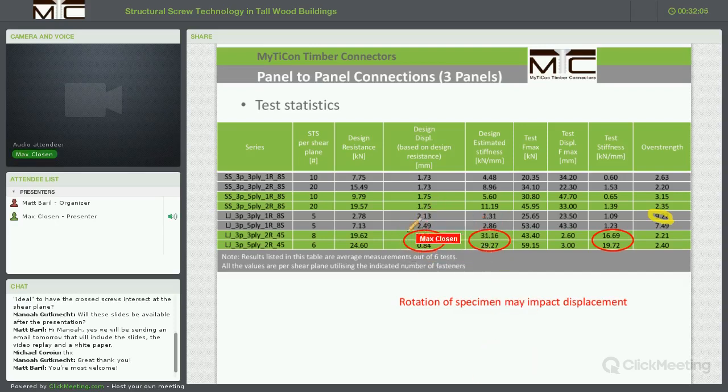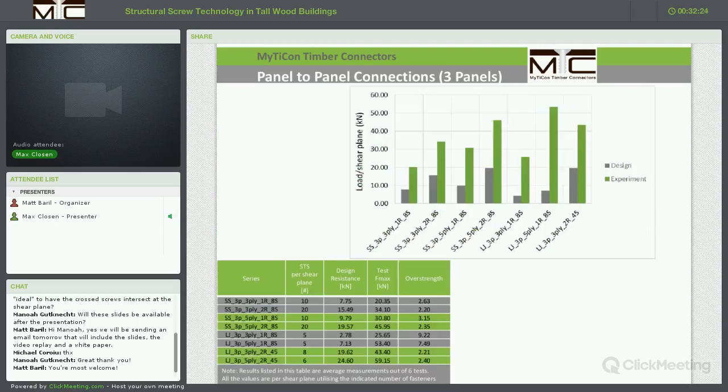Again, what we see for the tension connections here with the red circles is that our design stiffness estimate doesn't really match what we see in the testing. This might be due to the fact that we have very small displacements for the assumed or design loads here that do not match the actual high test values there. If we display this in a chart, we can see the experimental data and the design data here and see a large overstrength factor for pretty much all the connections.